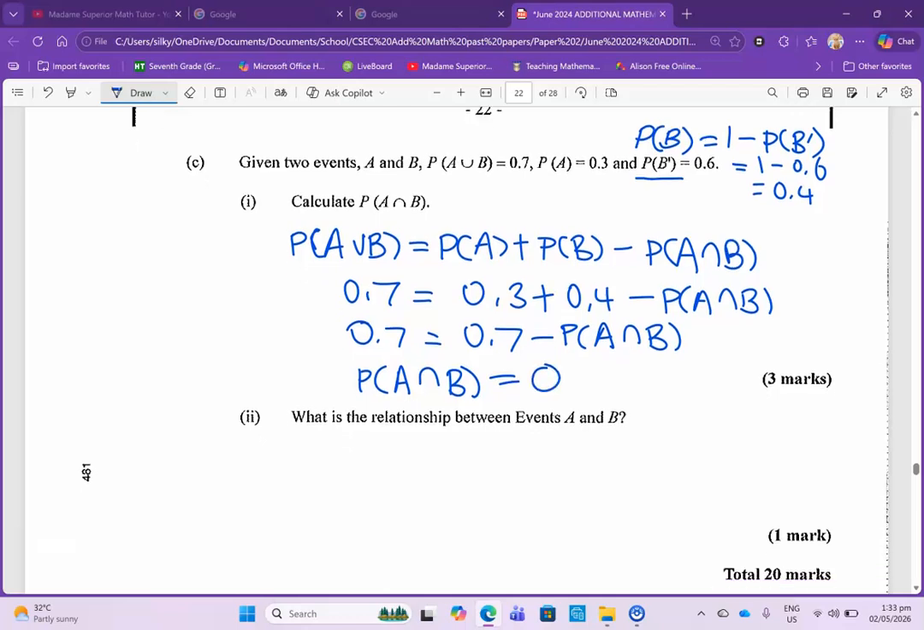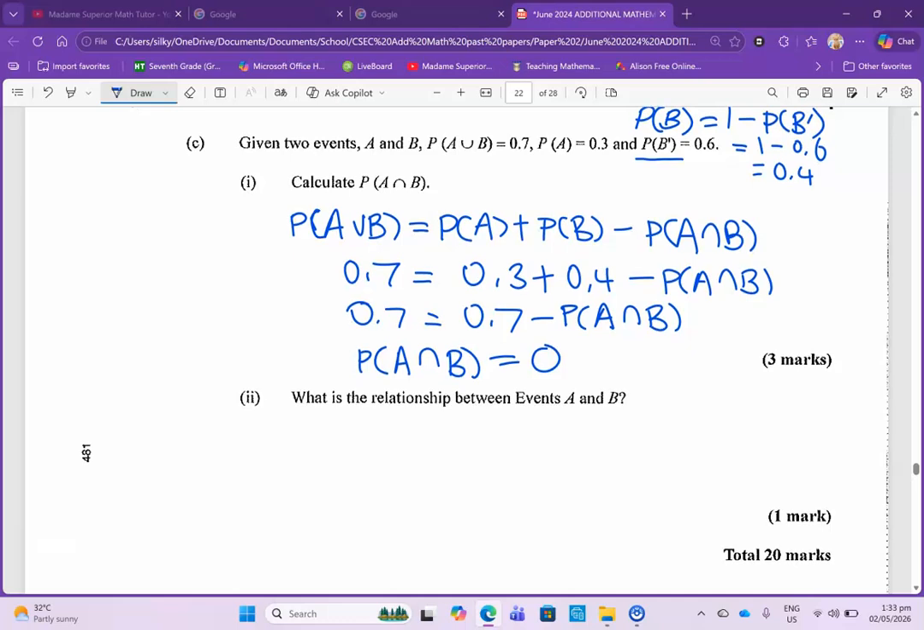So part 2, what is the relationship between events A and B? If the probability of A and B is 0, then if we were to draw a Venn diagram representing events A and B, it means A and B do not intersect. That is, they are disjoint sets. And when that happens, we say that the events are mutually exclusive.